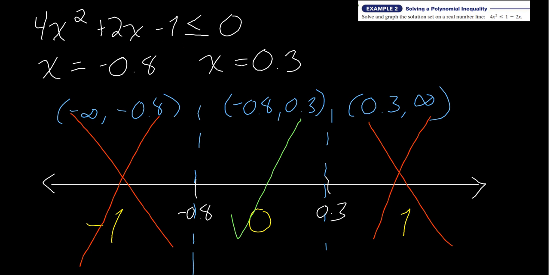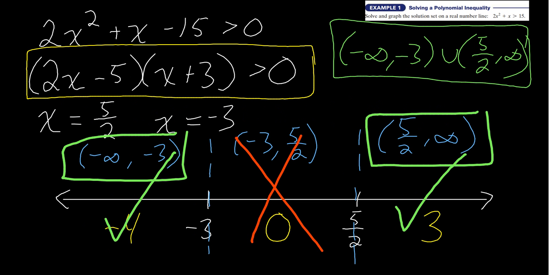Okay. So my only interval that works is from -0.8 to 0.3. Okay. So let's go and put this. Let's put the solution up here real quick. -0.8 to 0.3. Okay. Now that's not the solution.